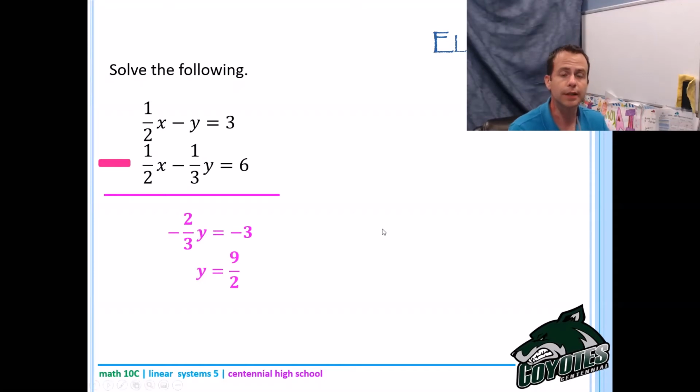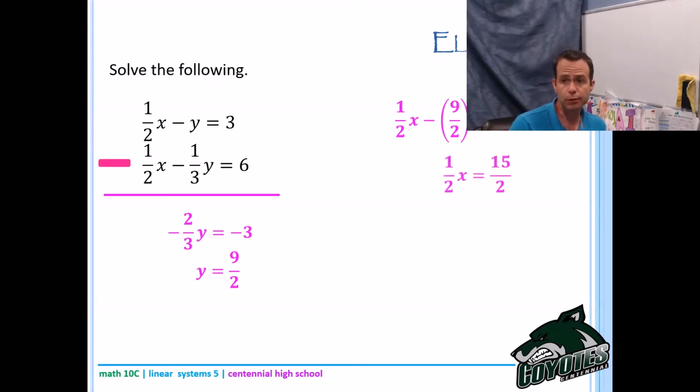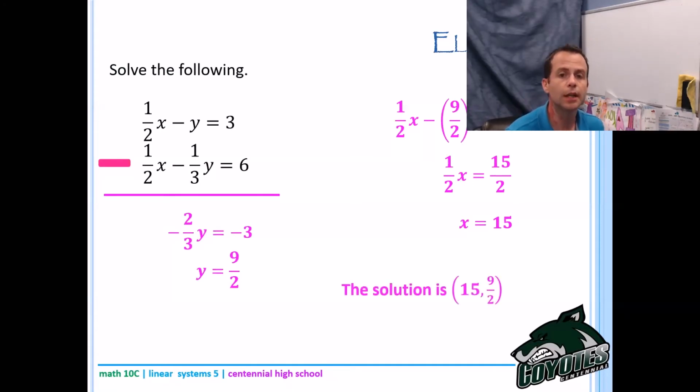Okay, always answer these as fractions in simplest form. 9/2 is beautiful. You don't have to write that as a mixed number. Now, I'm going to take y equals 9/2, take that knowledge, go back to one of my originals, and plug that in. And so now I'm going to have to add 9/2 to both sides. Remember that 3 is kind of like 6/2 if I wanted a common denominator. So 6/2 plus 9/2 would give me 15/2. And then I want to multiply both sides by 2, and I get x equals 15. So my solution, still a coordinate point, is (15, 9/2).